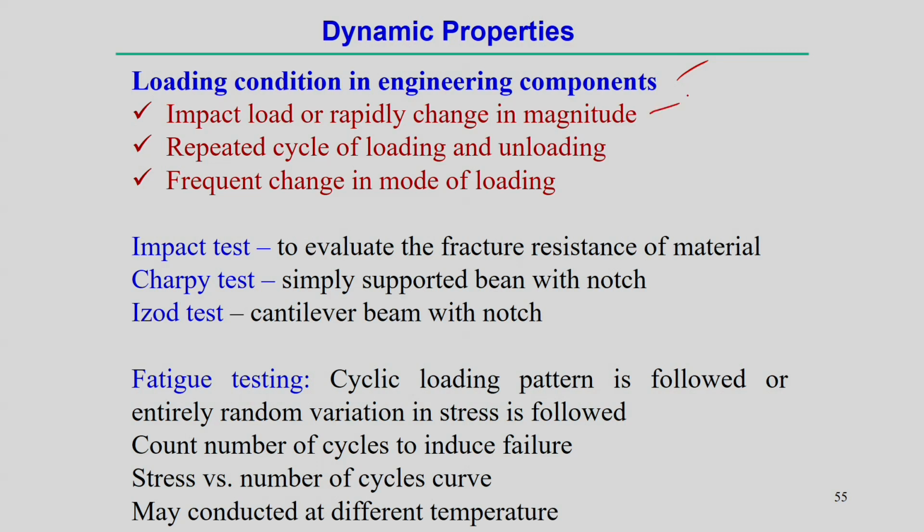The second case is repeated cycles of loading and unloading, in the sense we are applying the load and then after half a cycle releasing the load, or a frequent change in the mode of loading, that means we apply tensile loading and the next half cycle we apply compressive loading. So, there is a change from tensile to compressive, this type of loading condition. In practical applications, a material may be subjected to all these kinds of dynamic loading situations, so what testing methodologies can we use to evaluate the properties of a particular engineered material or manufactured component? First, to evaluate the dynamic loading condition, the impact test can be done.